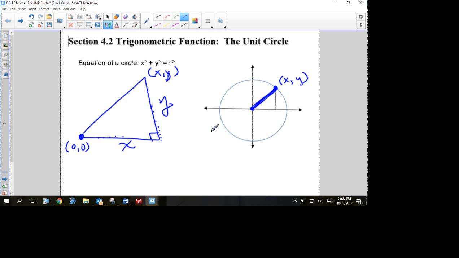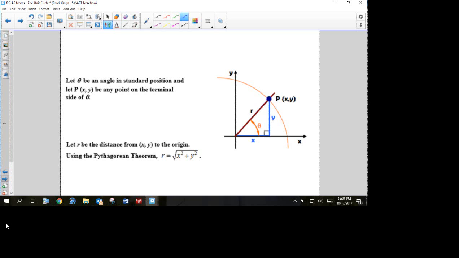How do we find the length of the radius? What did I just write? Pythagorean theorem. So how do I find the length of the radius? I do x squared plus y squared equals r squared, square root it, and we get the radius is r. All of that is described on your paper in that section right there.